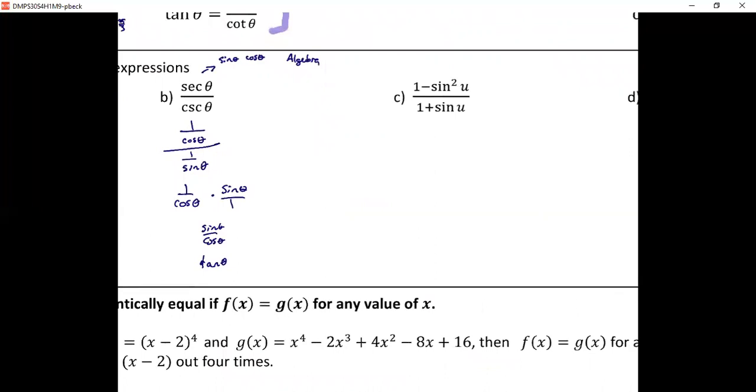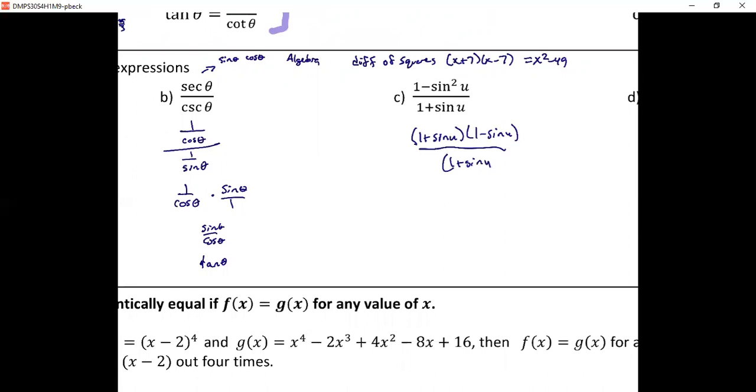Something that's going to come up is difference of squares. I'm not sure if you remember, difference of squares is actually conjugates. So x plus 7 times x minus 7, those are conjugates of each other. That multiplies to be x squared minus 49. Well, what I could do with an expression like what I have in part C is I can factor the 1 minus sine squared into 1 plus sine of u times 1 minus sine of u over 1 plus sine of u.